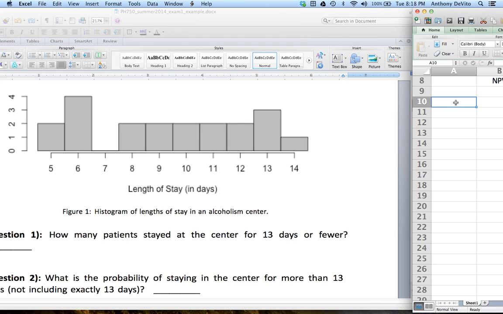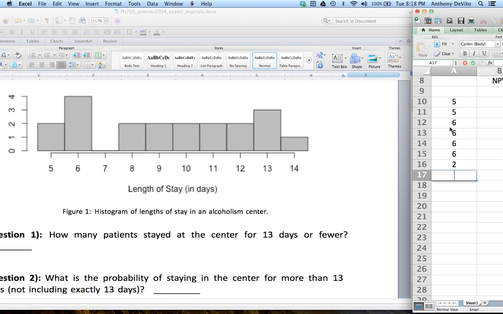So in other words, how many people stayed for 5 days? How many people stayed for 6 days? And so on and so forth. So you can look at it as if this were a distribution where we had 2 people stayed for 5 days. Then we had 4 people stayed for 6 days. Then we had nobody stay for 7, but we had 2 people stay for 8.